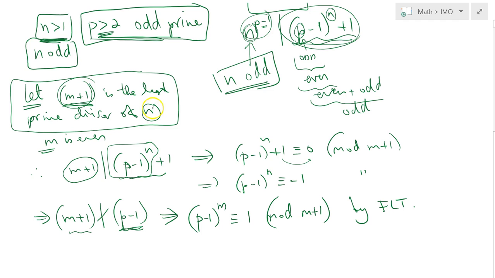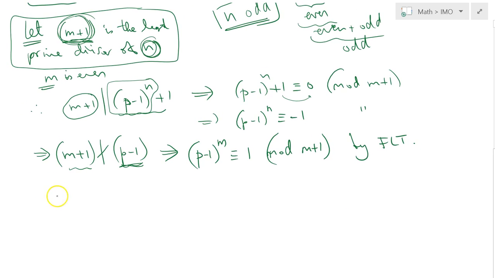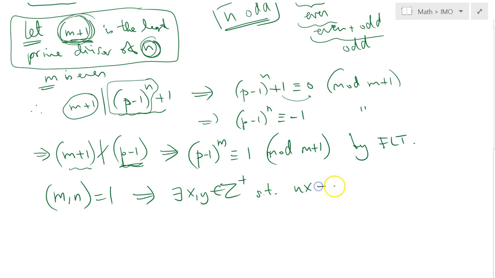Now again, n is divisible by m plus 1, so therefore m itself, being a number less than m plus 1, is definitely relatively prime to n, because m plus 1 is the least prime divisor of n. As a result, we already know m and n have a greatest common divisor of 1. By Bézout's theorem, we know that there exist positive integers x and y such that nx minus my is equal to 1.